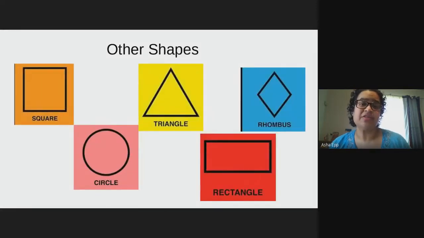Next, we have some other shapes that you are familiar with: a square, circle, triangle, rectangle, and my favorite, the rhombus. And these shapes are considered flat shapes because you can not really pick them up. They don't stick out at you most of the time, so they are considered flat shapes.